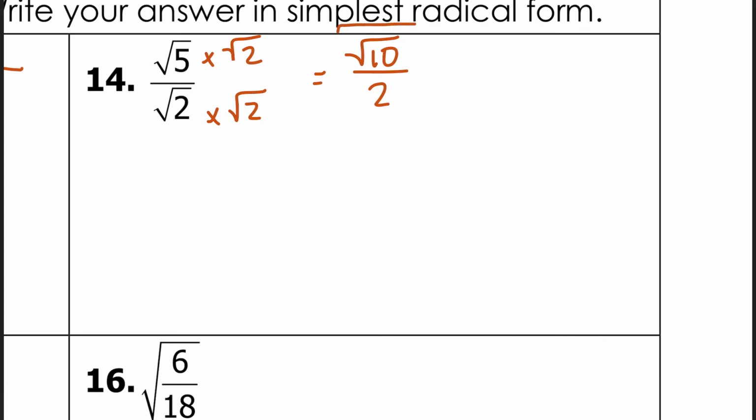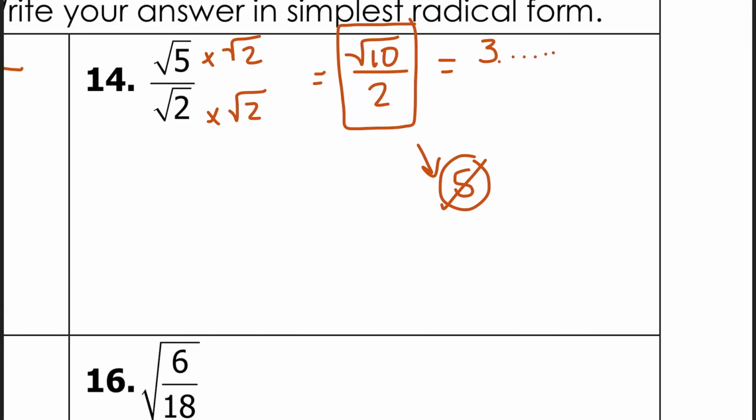And remember, you cannot say that this is 5. All right, you have a radical in the numerator and no radical in the denominator. Square root of 10 divided by 2 is not 5. The square root of 10 is really 3 point something something something. It's a non-terminating, non-repeating decimal. And 3 point something divided by 2 is not 5. So be careful, don't fall into that trap.